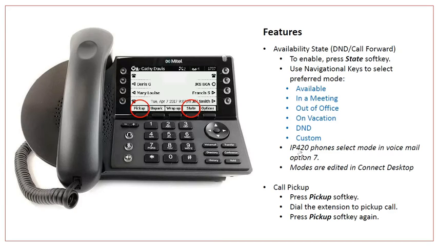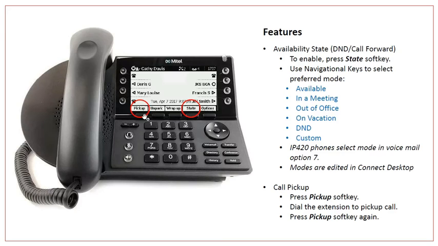Now for the 420 phones, since you do not have a state soft key, when we get into voicemail, you'll see that you can go into option 7 in the voicemail menu and you can select what state you're in. So you would use your voicemail options for that.